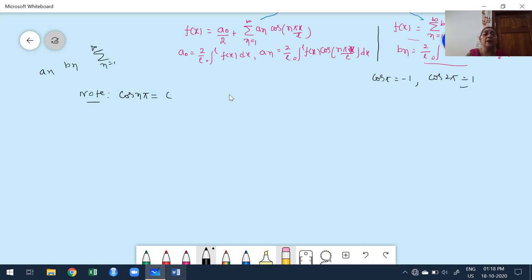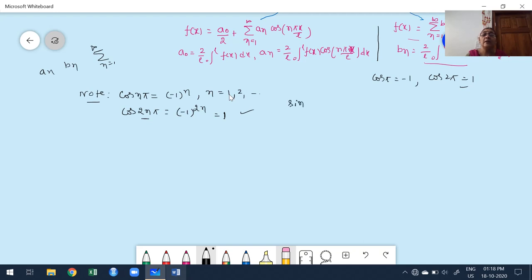Therefore, whenever we get cos n pi while solving a problem in Fourier series, we generally take minus 1 to the power of n, for n equal to 1, 2, 3. Put n equal to 1: cos pi is minus 1. Put n equal to 2: cos 2 pi is 1. Similarly, cos n pi is minus 1 to the power of n. Therefore, for cos of 2 n pi, instead of n we have 2n, an even multiple, so whether n is even or odd it becomes an even value. What is this value? It is 1. Whenever we get cos of 2 n pi, we write straight 1.